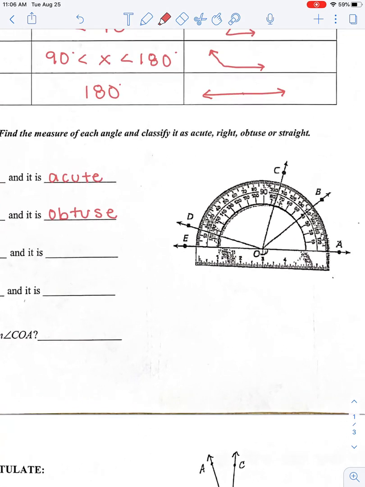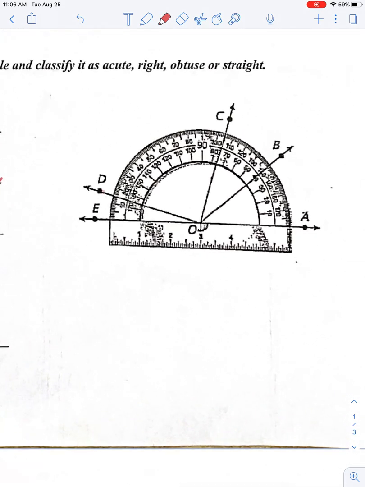All right, the next one is DOC. So starting at D to O to C. This one's a little harder to tell. Based on looks, it kind of looks like an acute angle. I know it's not an obtuse angle, but I don't know if it's acute or right. It's kind of difficult. So I'm going to figure out where those numbers are at.